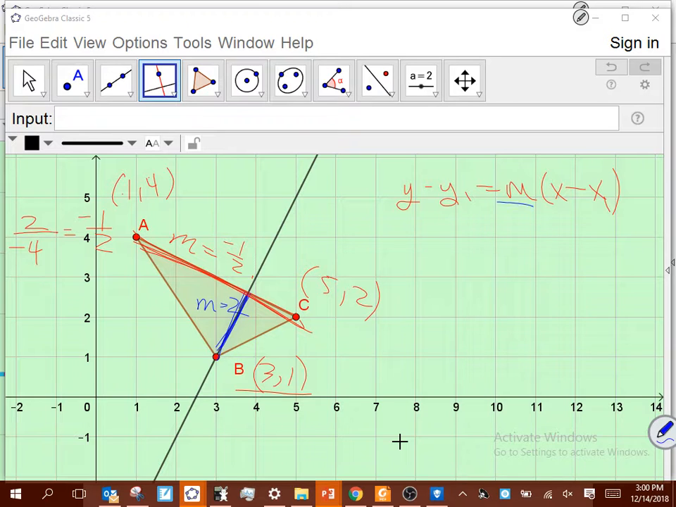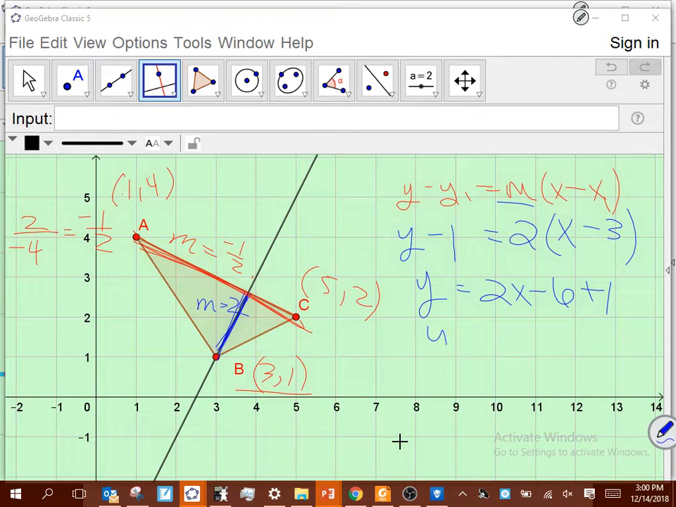Can I plug that in there? x1 was 3. y1 was 1. We got the equation of that line, right? That's the exact same thing you would have done in science when you're trying to find the line of best fit. You use 2 points on your line somehow to get slope, okay? And this one you don't have 2 points, so you have to use a different technique to find slope.